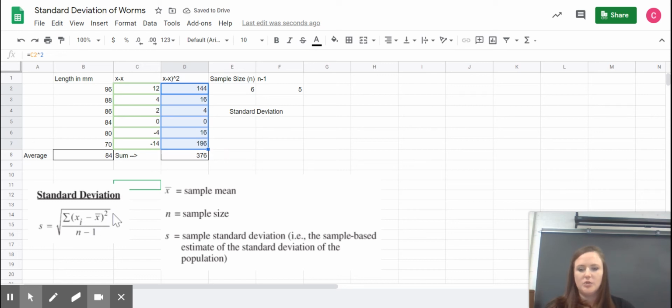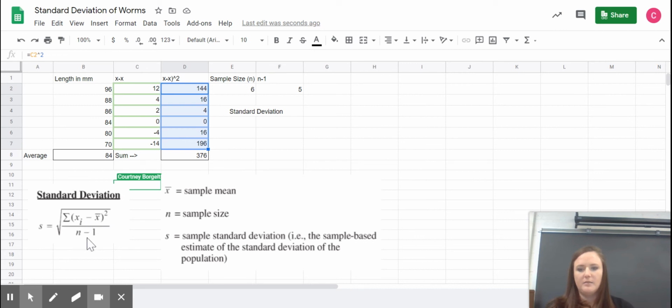Then you want to sum that column. So we're finding this part here. I've calculated that in this box. I found the sum of all of these numbers. That's 376. So that is my top value.